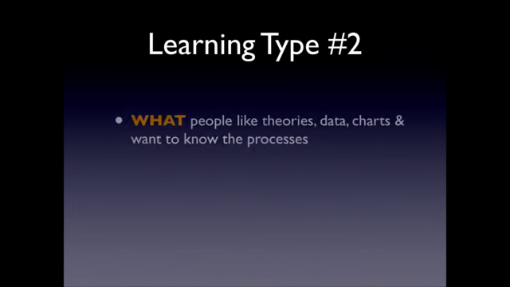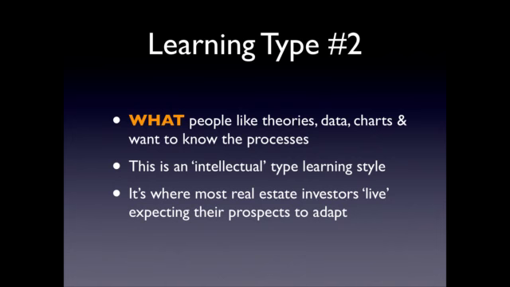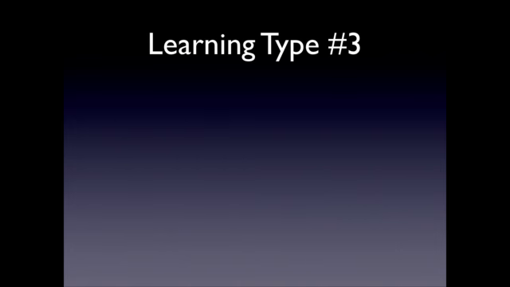Number 2 learning style are the what people. They like the theories and the data, the charts, and they want to know the processes. This is an intellectual type of learning style, and it's probably where real estate investors live. This is where most of us live because we expect everyone to understand the theories and the charts and all the data that we've collected and want them to adapt to that to understand what we're presenting. And this causes a lot of the problems.